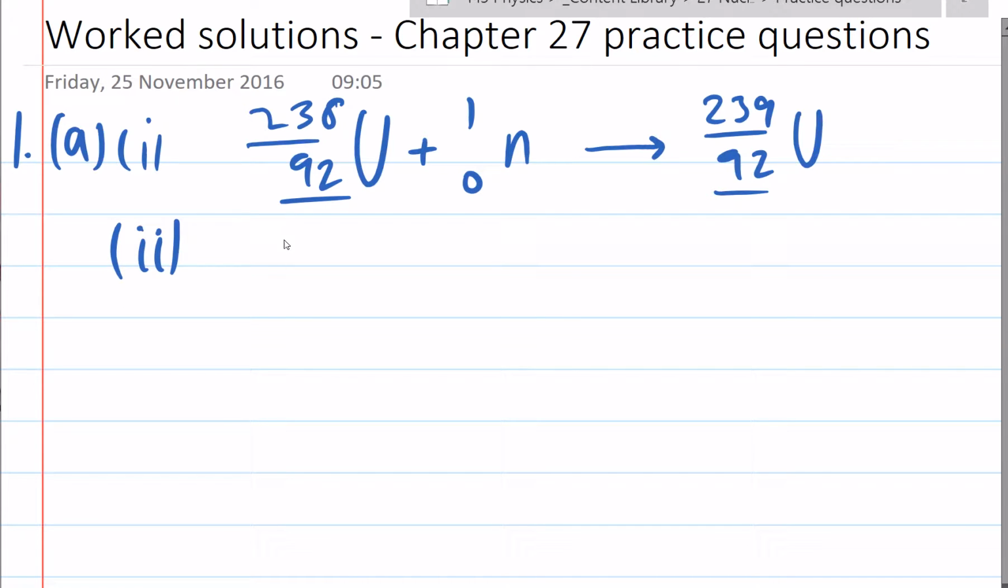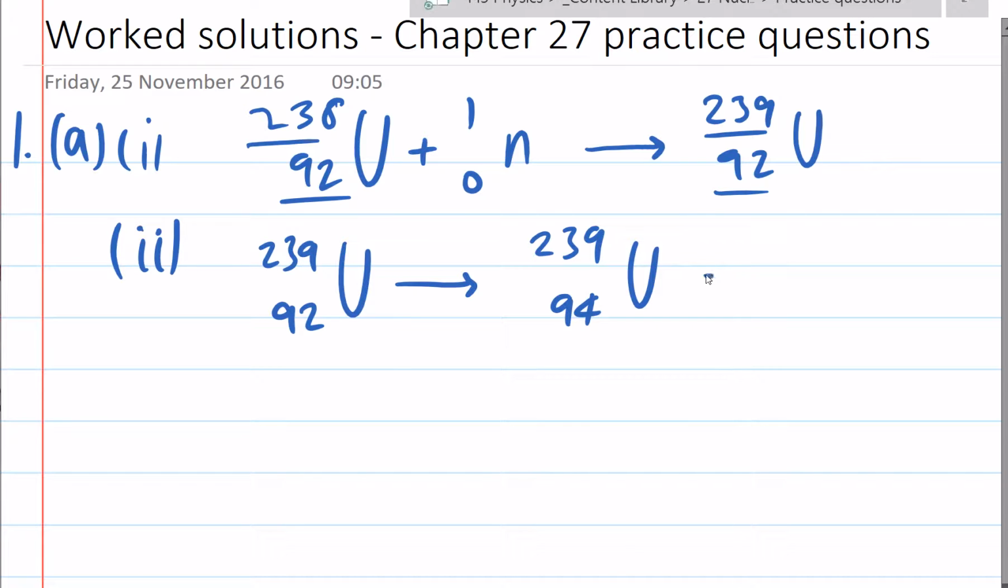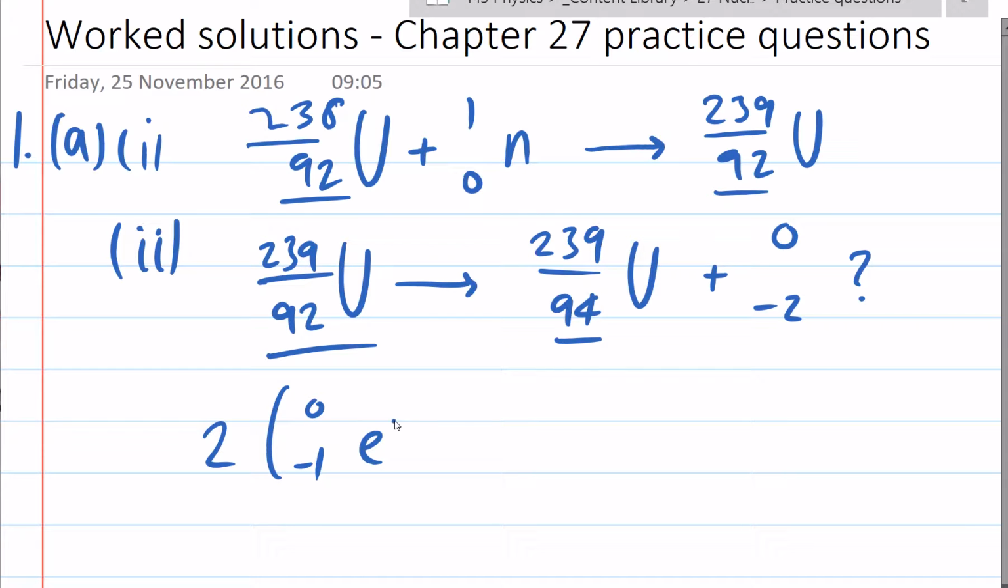Similar for part 2, we're looking at 239, 92 forming 239, 94 plus some mystery thing. If we look at the top and bottom numbers, we've got a difference of 0 and -2. To get -1, we're going to end up with 2 of 0 and -1, and that is an electron or a beta minus particle. So we're getting 2 beta minus particles.